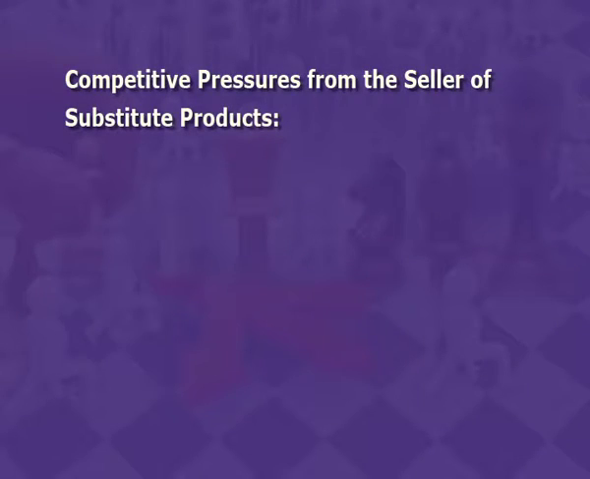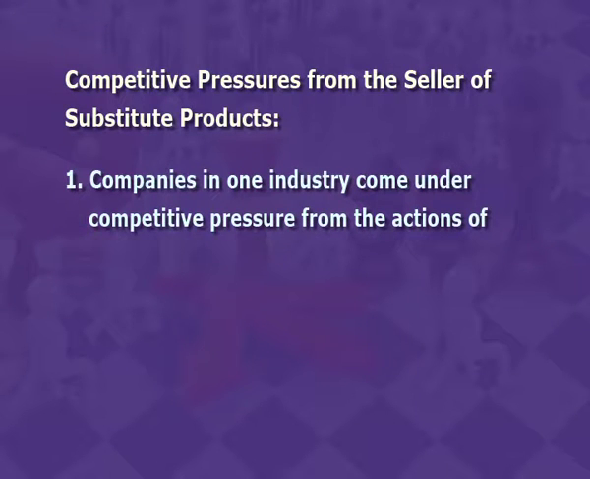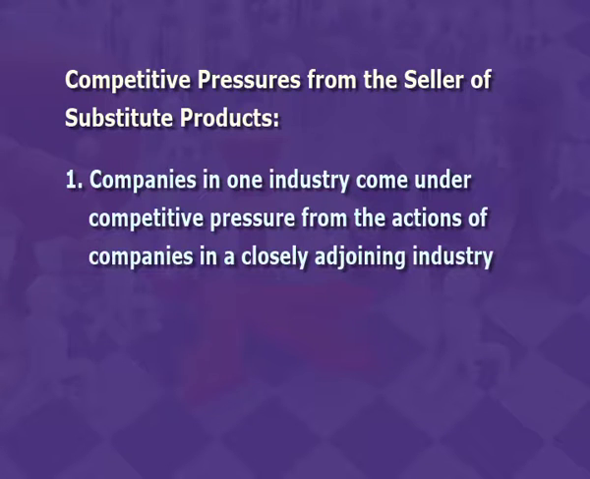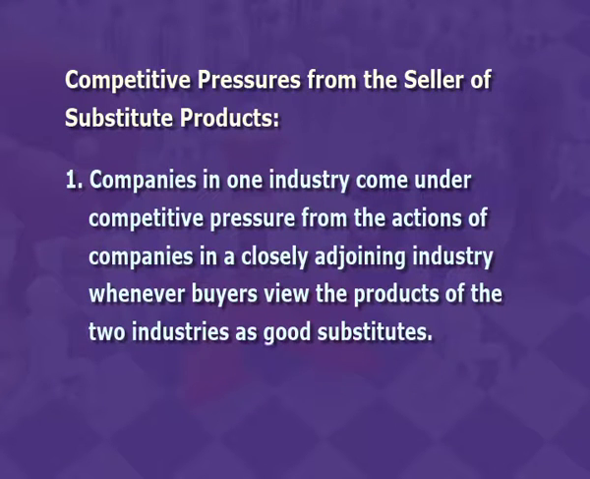A high threat of substitutes will impact a company's ability to set the prices that it wants. If a substitute is priced lower or fulfills a need better, it may end up attracting consumers towards it and reduce sales for existing companies. Now, students, we discuss competitive pressures from the sellers of substitute products. First, companies in one industry come under competitive pressure from the actions of companies in a closely adjoining industry whenever buyers view the products of the two industries as good substitutes.